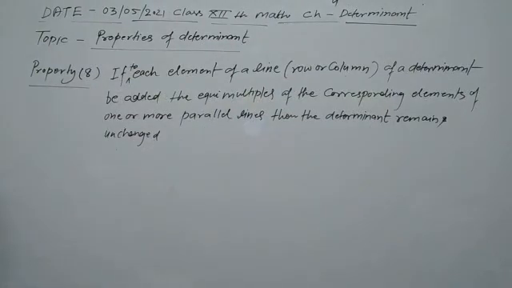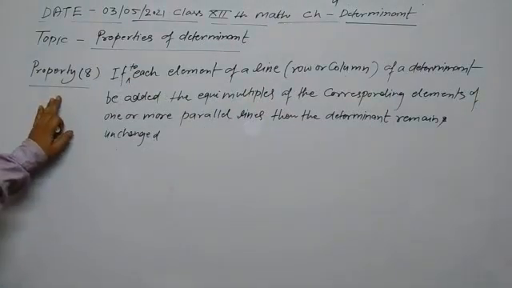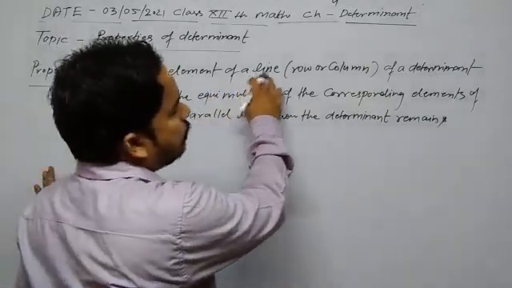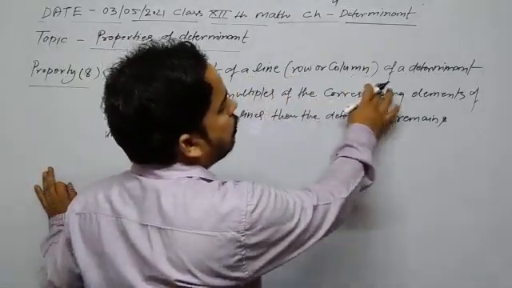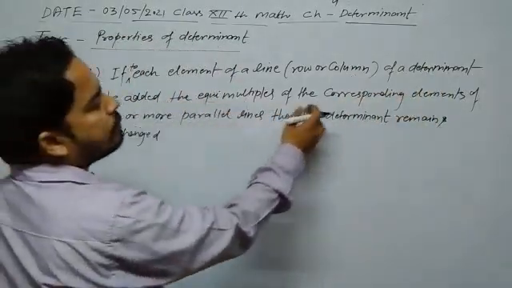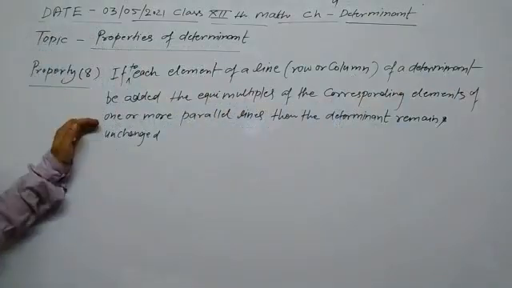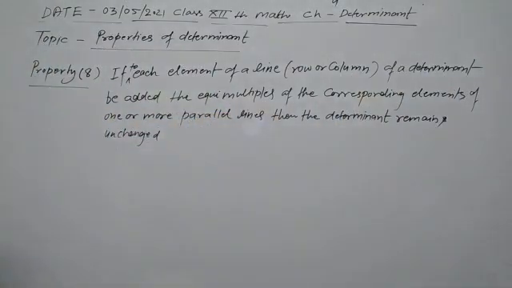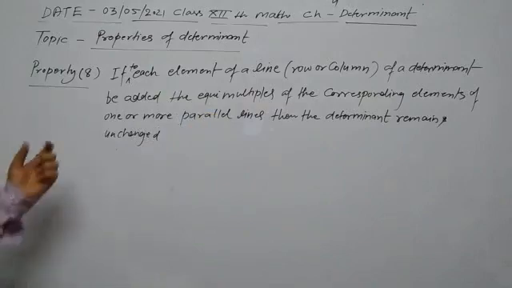Now see, student, property number 8. If to each element of a line, that means a row or column, of a determinant are added the equi-multiples of the corresponding elements of one or more parallel lines, parallel lines being rows or columns of a determinant, the determinant remains unchanged.